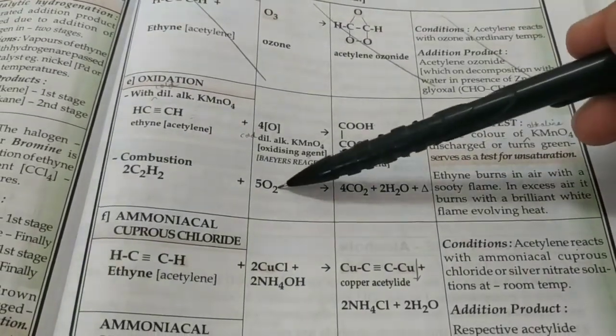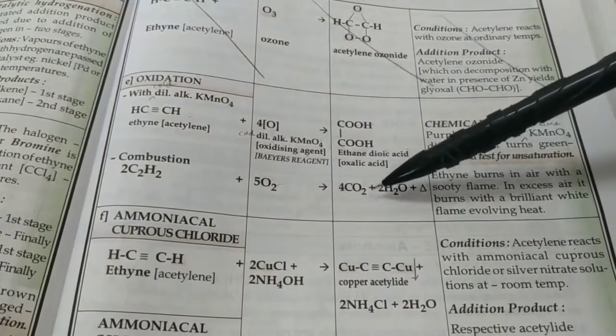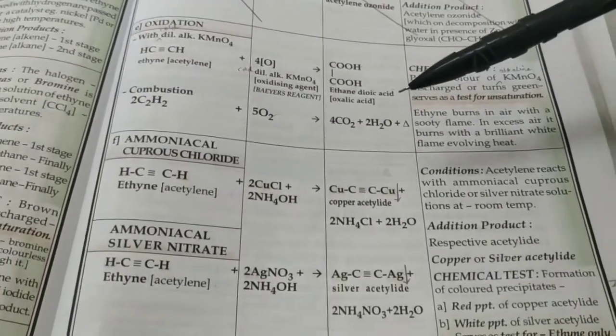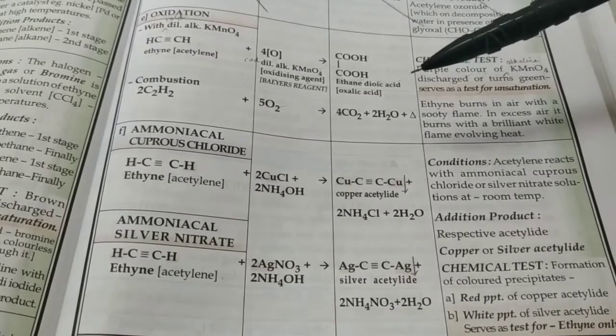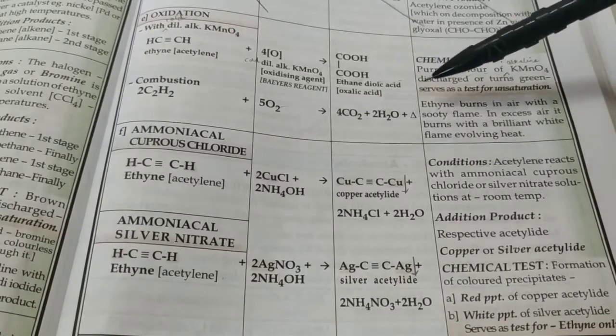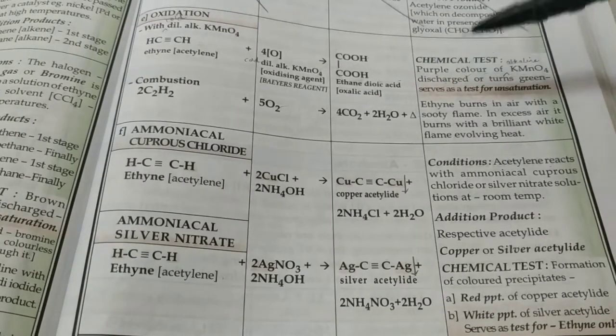If there is a deficiency of oxygen, of course, we won't get CO2, we'll get CO or just C. Now, we know that both ethene and ethyne will give the same color change for test for unsaturation. Both of them are unsaturated. So how will we distinguish between ethene and ethyne? Because both of them will discharge the brown color of bromine water.